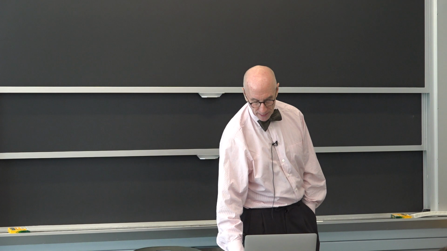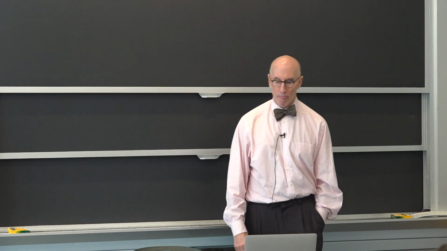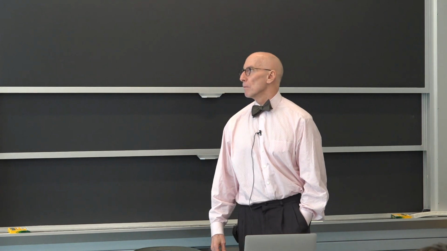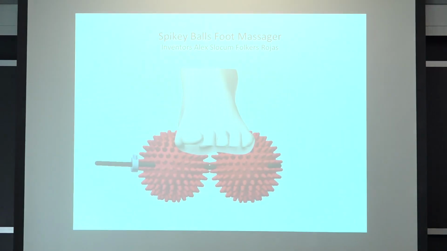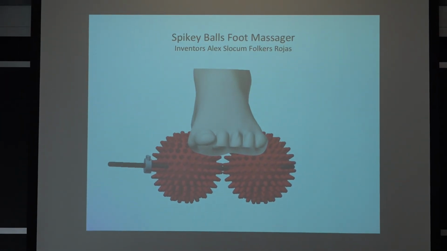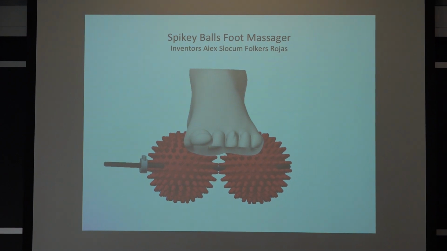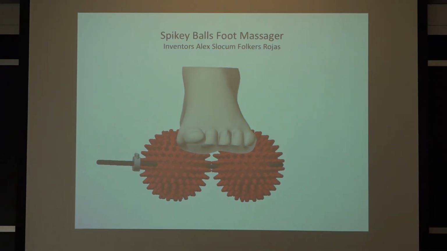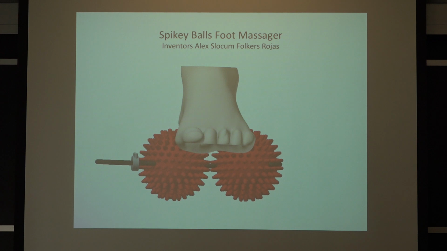And I brought some examples of illustrations from a provisional patent application. Again, not real sophisticated stuff. You know, I bet you anybody in this class can do this on their computer at home. Very, very simple stuff. These are spiky balls. My friend Alex, Professor Alex Slocum, did these. He came up with the idea when he was coming back from Australia after having done an Ironman race, and his feet were sore.